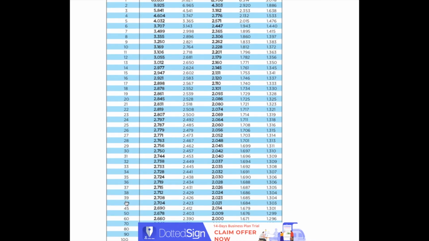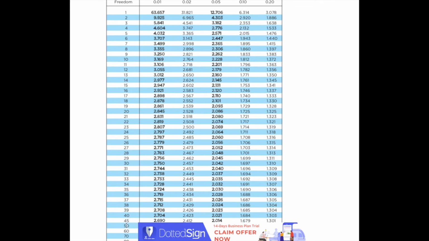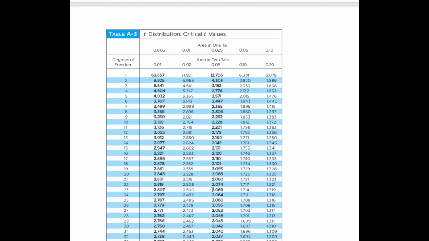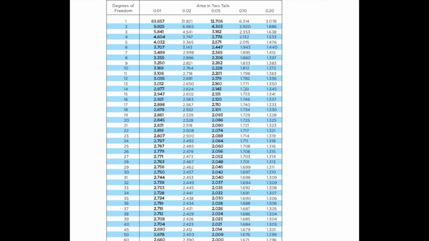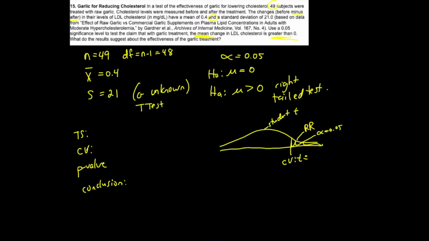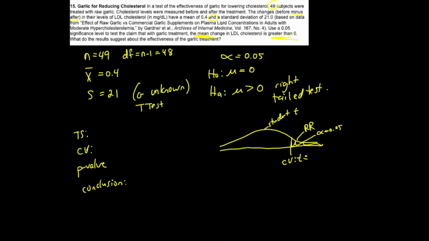I go down. 48 is not on my table, so what did I say to do? If it's not here, you have to round to the closest. So we'll go to 50. So I'm going to 50 degrees of freedom, which is down here at this row. And then what did I say? The area in one tail was 0.05, so that's the second column from the right. So I'm going to line it up. 50 degrees of freedom, second column, 1.676 is my critical value for this situation. 1.676. So let me go back to my curve, and the critical value here is 1.676.